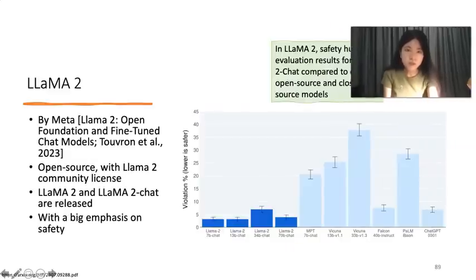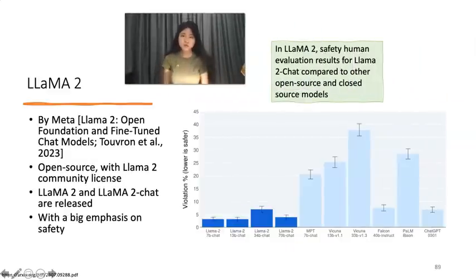So Llama 2 emphasizes safety. Llama 2 was just released this year after Llama 1. Llama 2 and Llama 2 Chat are both released. Llama 2 features a series of chat-like assistant models. As the paper has emphasized safety a lot, this figure shows that compared to other models like Vicuna, PaLM or ChatGPT, Llama 2 has lower violation rates, indicating that it is safer.